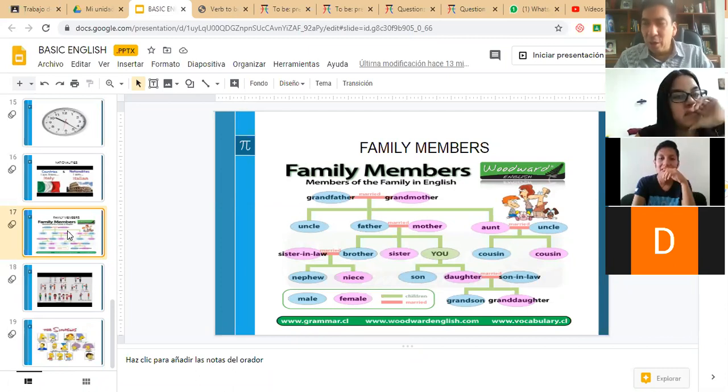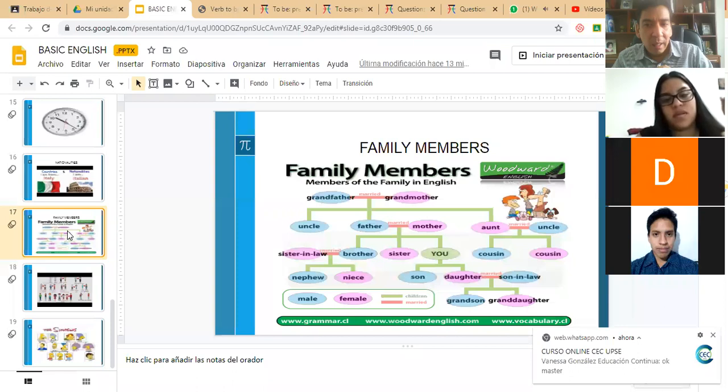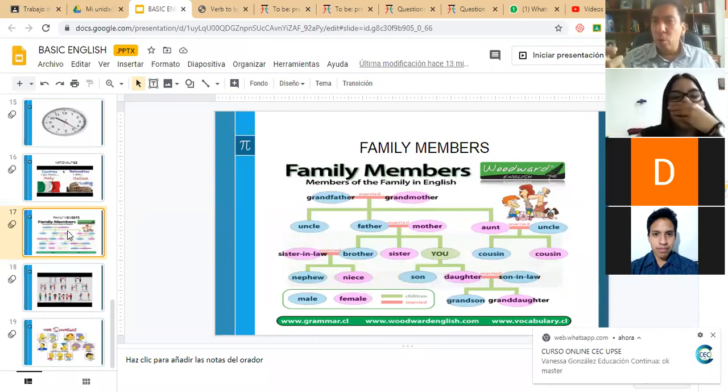Brother-in-law. ¿Y cómo será suegra? Mother-in-law. ¿Cómo será suegro? Father-in-law. Ahí cumplimos lo de in-law. You use the word in-law to refer to your political family, a su familia política. Okay, be careful with that.